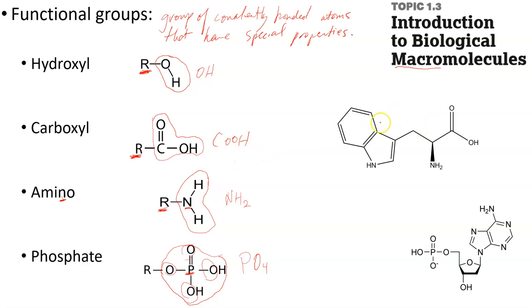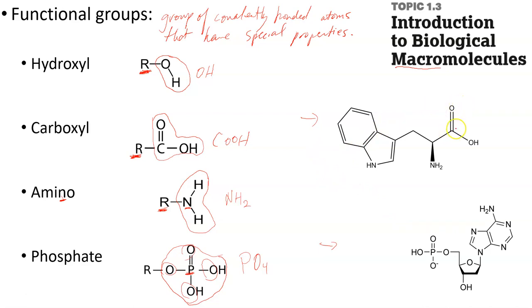If you would, pause the video real quick and look at these macromolecules over here on the right. First, try and tell me what they are based on the atoms that you see involved. For instance, this one has nitrogen, oxygen, carbon, hydrogen. This one has phosphorus, oxygen, carbon, nitrogen. Tell me what you think they are, and then circle the functional groups and label them.